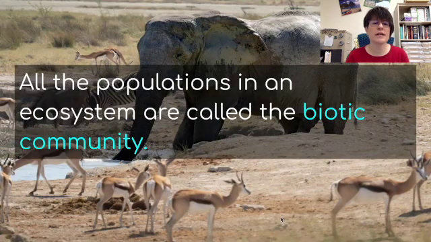Now, all the populations in an ecosystem are called the biotic community. So here we have a community. So each population you could think of as like a job. And there are many jobs in a community. So there are many different species in a community, like there are many different jobs in a community, such as a village or a city.